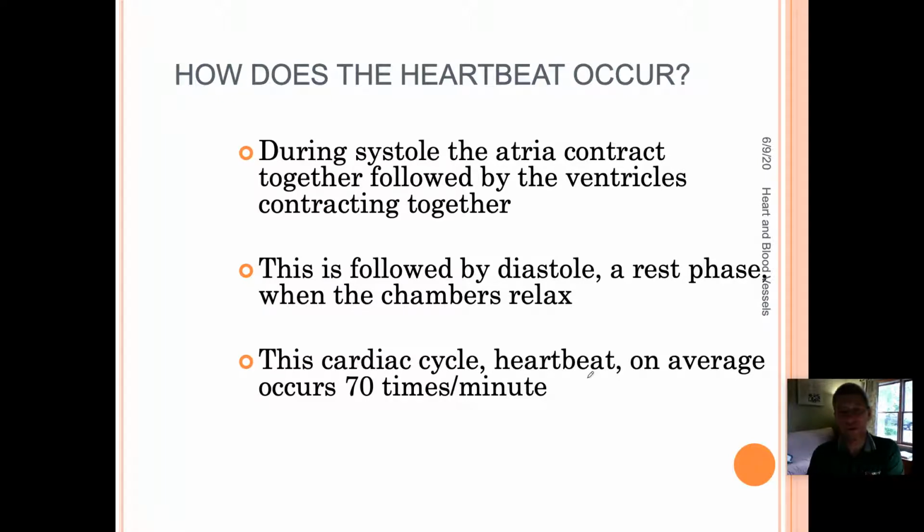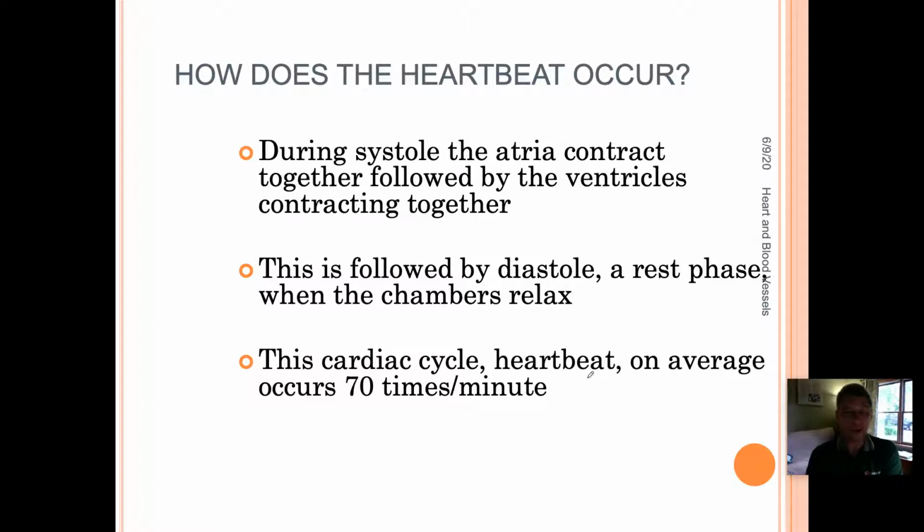After systole, we have diastole, which is the resting phase. So the systole is the working phase, and the diastole is the resting phase. And during this point, the chambers relax and begin to fill back up with blood. During the contraction, they're squeezing blood out of their chambers.